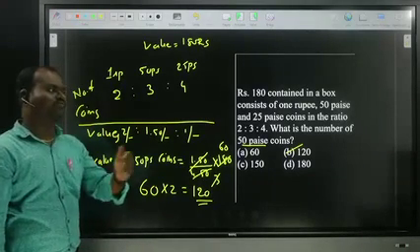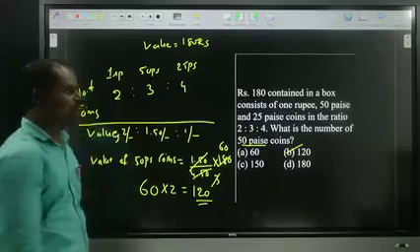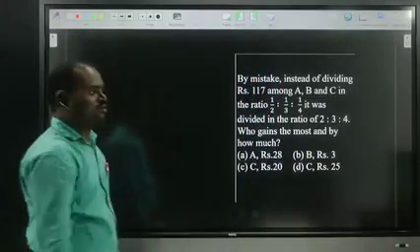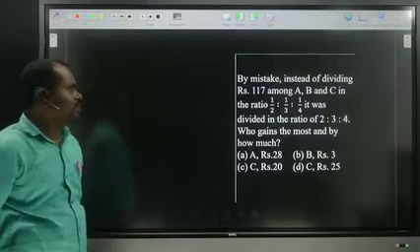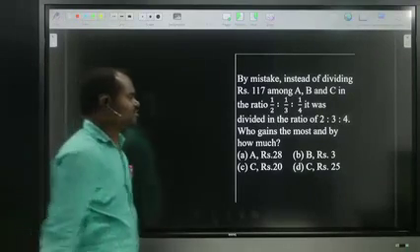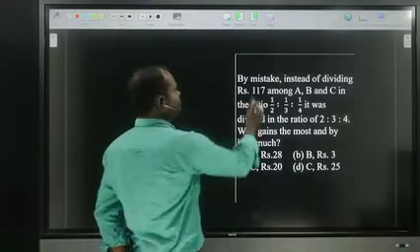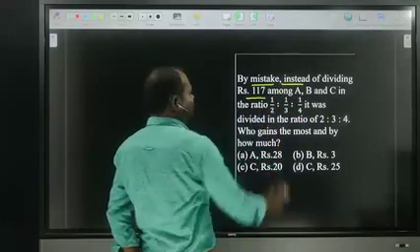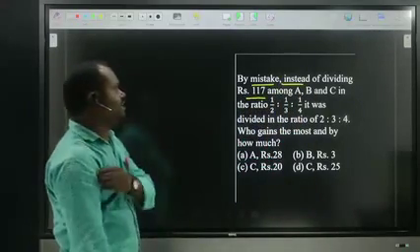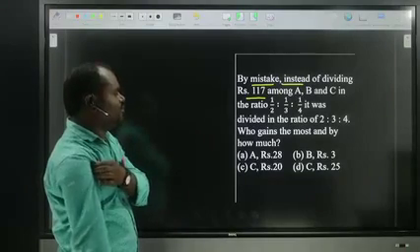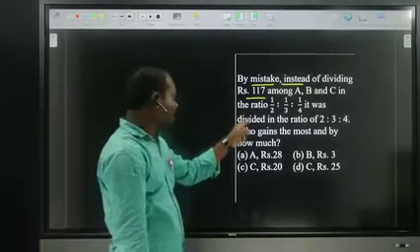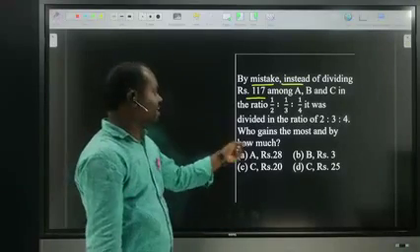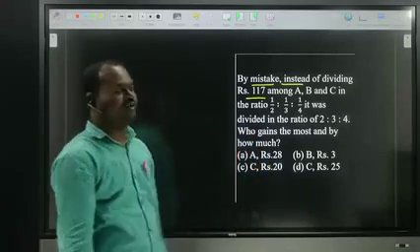Right? Now we are moving to the next. Now, what is the next question? Observe. By mistake, instead of dividing 117 among A, B, and C in the ratio of 1 by 2 is to 1 by 3 is to 1 by 4, it was divided in the ratio of 2 is to 3 is to 4. Who gains the most and by how much? What is the question?